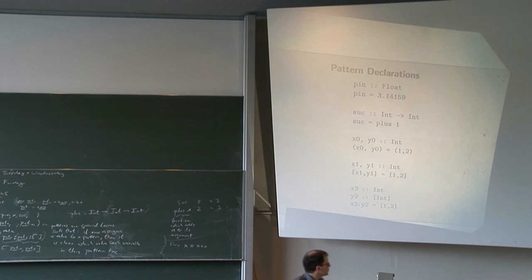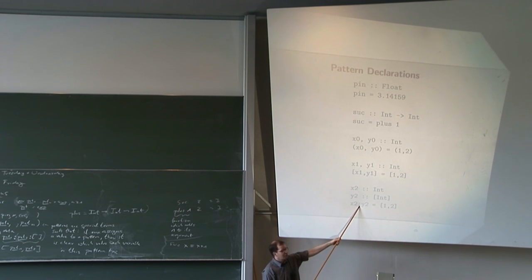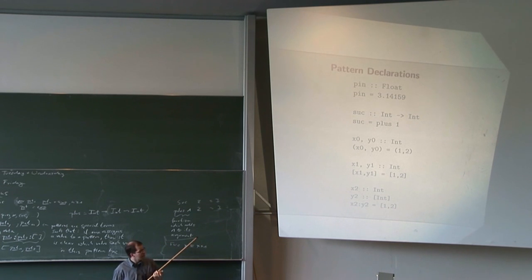Now this you can do as well. Again, obviously this is a pattern. I mean, these are variables, x2 and y2, so they are patterns. And we combine these two patterns with a data constructor colon, and we say x2 colon y2 should be this list. Now if we do this, again, it should be clear what value x2 will have after this assignment and what value y2 will have after this assignment. So what do you think are the values of x2 and y2? x2 is 1 and y2 is the list with element 2.